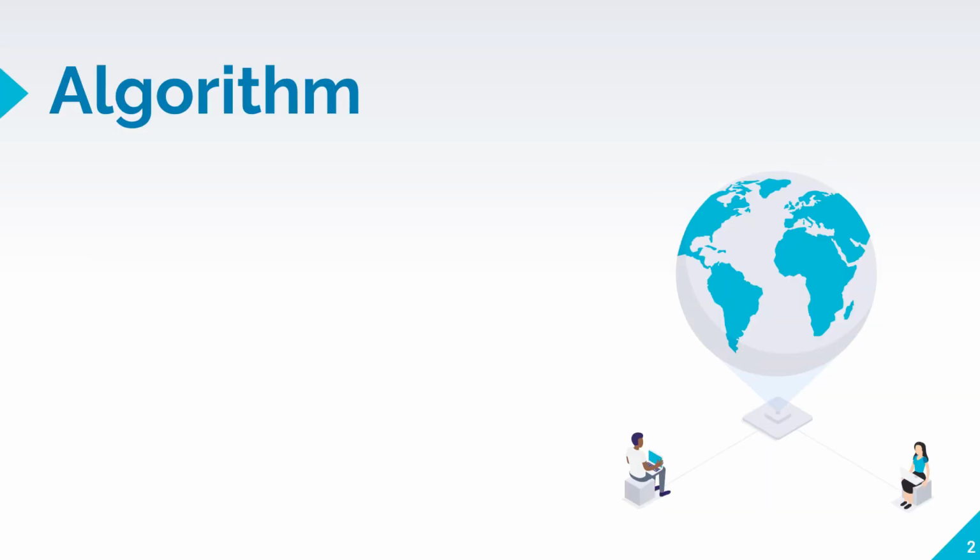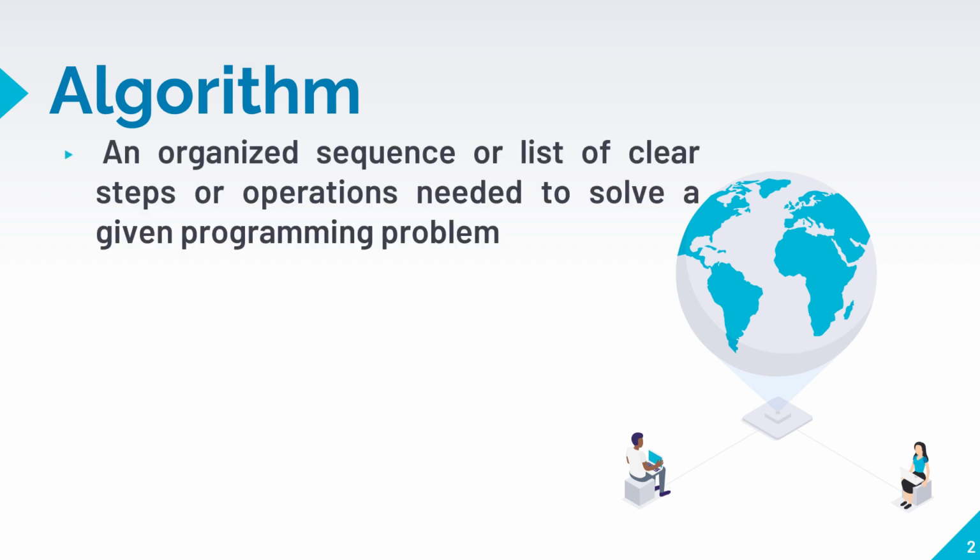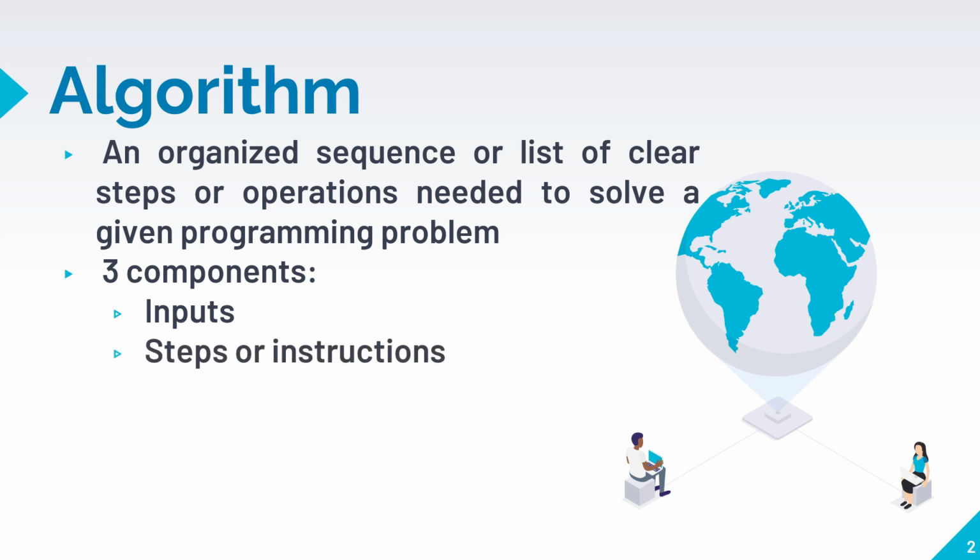So what is an algorithm? It is an organized sequence or list of clear steps or operations needed to solve a given programming problem. It has three components. We have any well-defined computational procedure that takes some value as our input, the steps or instructions, and produces some value as our output.